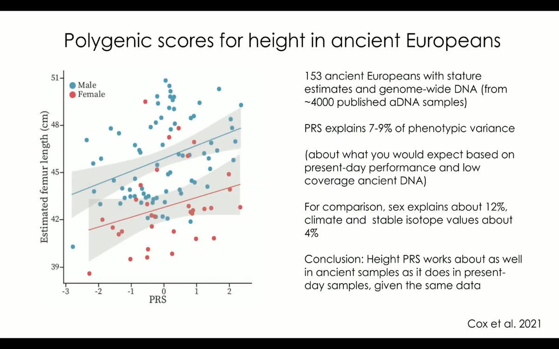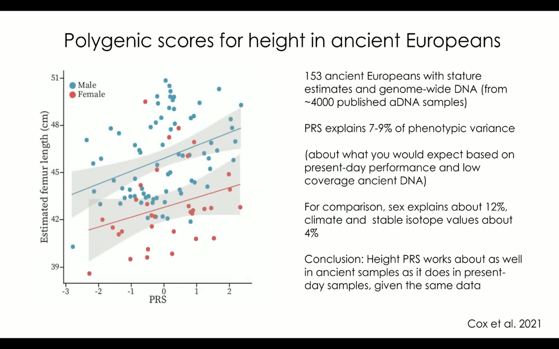Here we show with about 150 ancient Europeans from whom we have both genome-wide data and skeletal measurements. These are people who lived and died sometime in the past 10,000 years, that we can explain about 8% of the phenotypic variance in those individuals. Now, given that these are all low coverage data, that's about what you would expect. The maximum coverage here is about half of what you would get in a present day sample. So in fact, we can use polygenic scores, at least again in this case, to study complex traits, not just in living people, but also in ancient people.